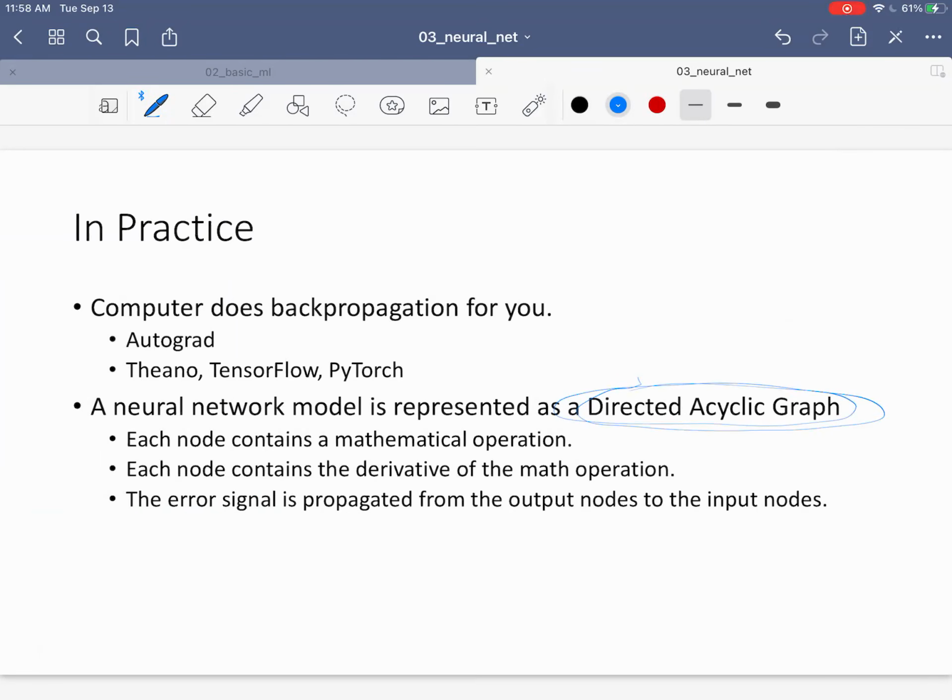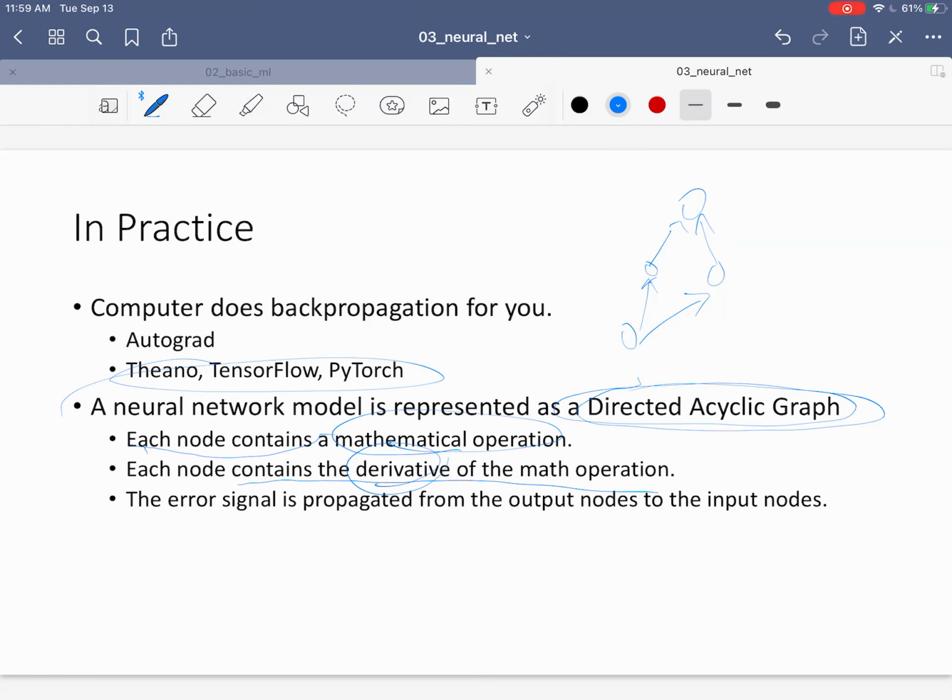So the computer does backpropagation for you, and a neural network is usually represented in all these libraries as a directed acyclic graph. Something like this. It's like a tree, but there can be many parents, and as long as there's no cycle, that's okay. Each node in the DAG contains a mathematical operation that you defined when you defined the structure of your neural network. Each node contains a math operation and its derivative at the same time.